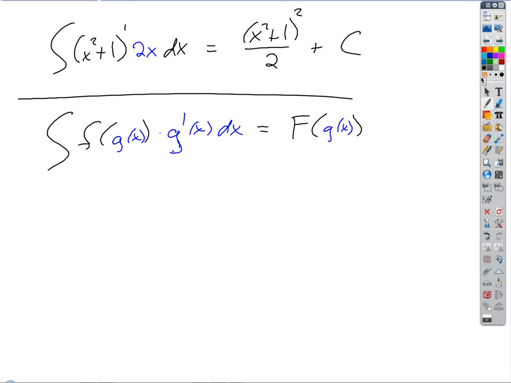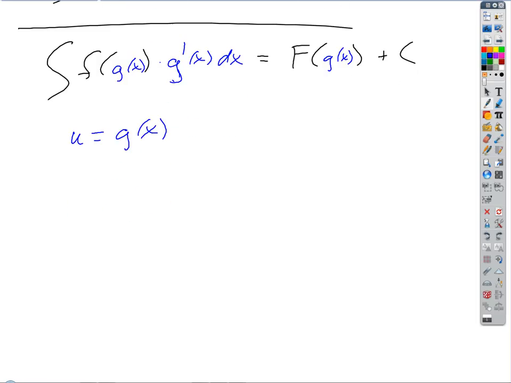we're going to make a change of variable here to make this look simple. The technique that I'm showing you today, the most common name for this, is called u substitution. Really, it's just a variable substitution, but we always choose the variable u. So let's make the substitution. Let's let u equal g of x. Okay. So if u equals g of x, then what is du equal to?